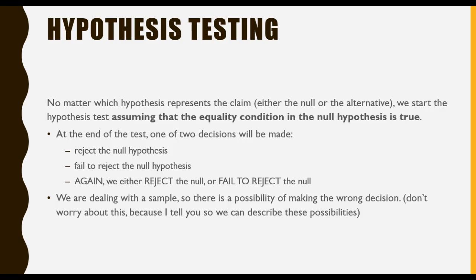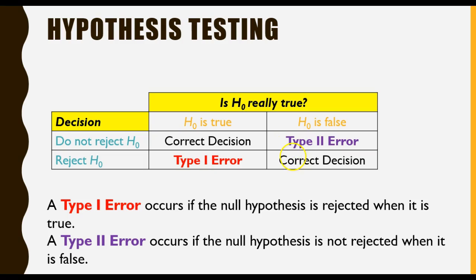We're dealing with a sample, so there is a possibility of making the wrong decision. We want to minimize that possibility of making the wrong decision, and don't worry about it because I'm going to show you how we describe this. There are types of error with hypothesis testing. There is a type 1 error and a type 2 error.